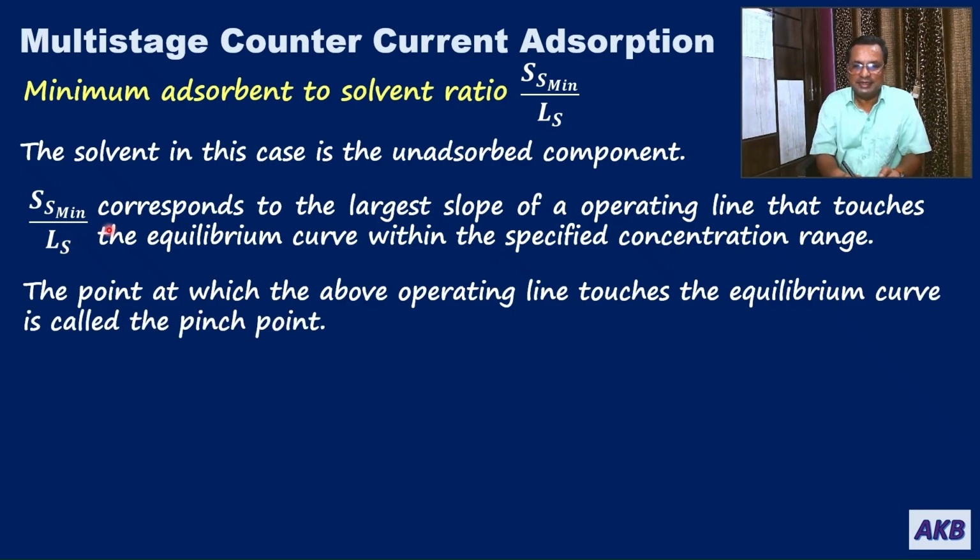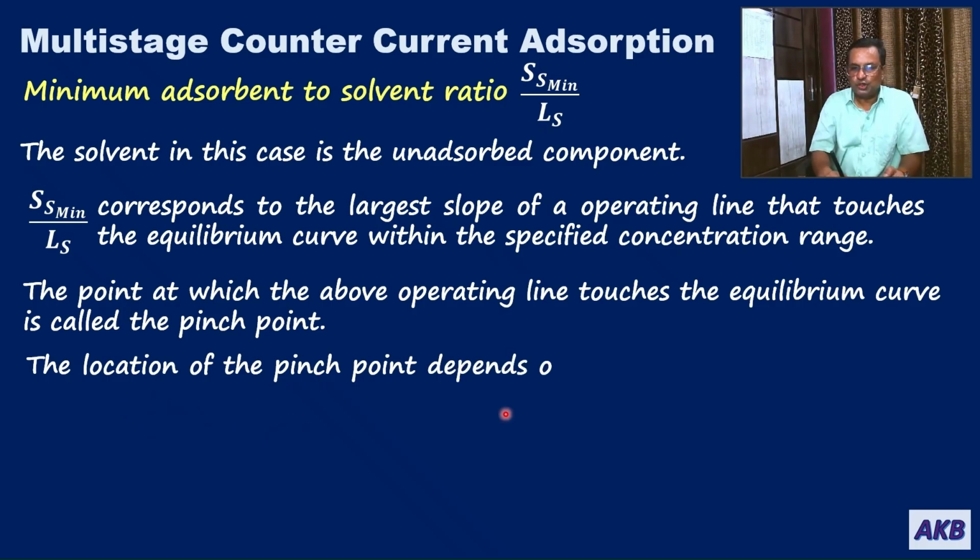You can define it as the largest slope of an operating line that touches the equilibrium curve within the specified concentration range. And the point at which the operating line touches the equilibrium curve is called the pinch point. Which operating line? The operating line that has the largest slope and touches the equilibrium curve. That point is called the pinch point.